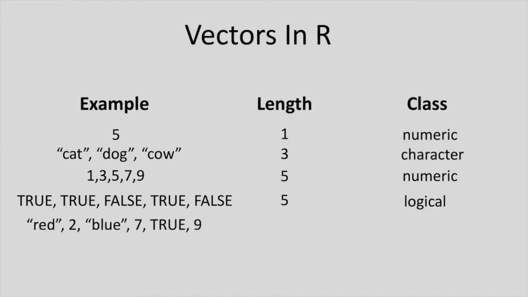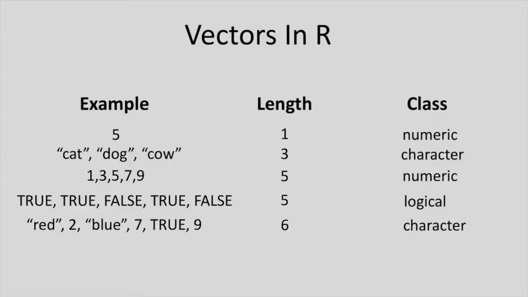Finally, we have a slightly more complex vector. This one consists of a couple of colors, red and blue, several numbers, and also a true. Getting the length is still easy enough, just count up the elements to get 6. The class here is a little trickier though. As I mentioned earlier, all the elements of a vector have to be of the same class. In this case, R is going to assign this vector to the character class.